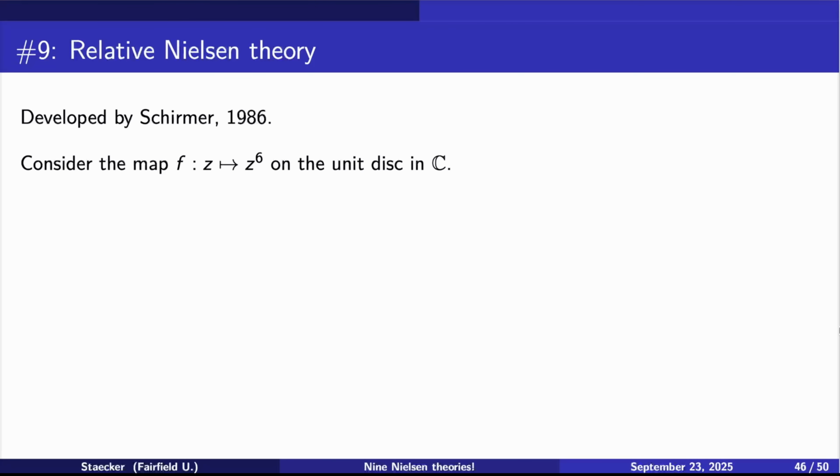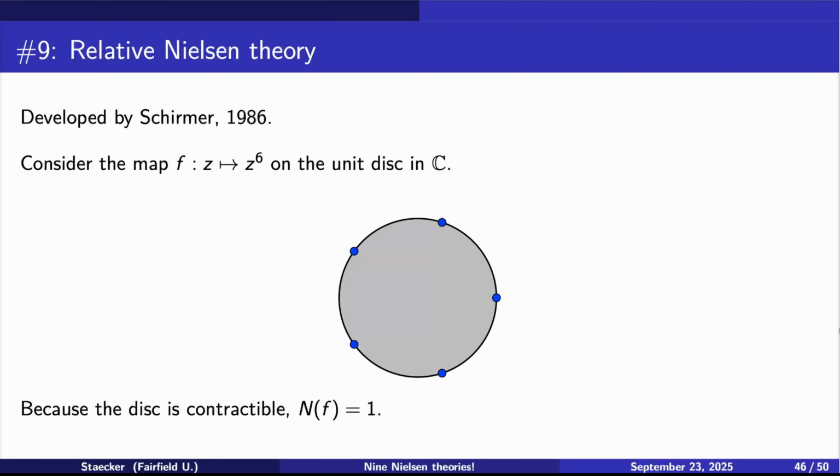If I consider this unit disk in the complex plane, z goes to z to the 6th. This has, at least along the edge, 5 fixed points. It also has fixed points on the inside also, but I want to concentrate just on the 5 fixed points on the edge, all right? Now, because the whole disk is contractible, obviously f is homotopic to a constant on the whole disk, and so you can make it so that this has only one fixed point.